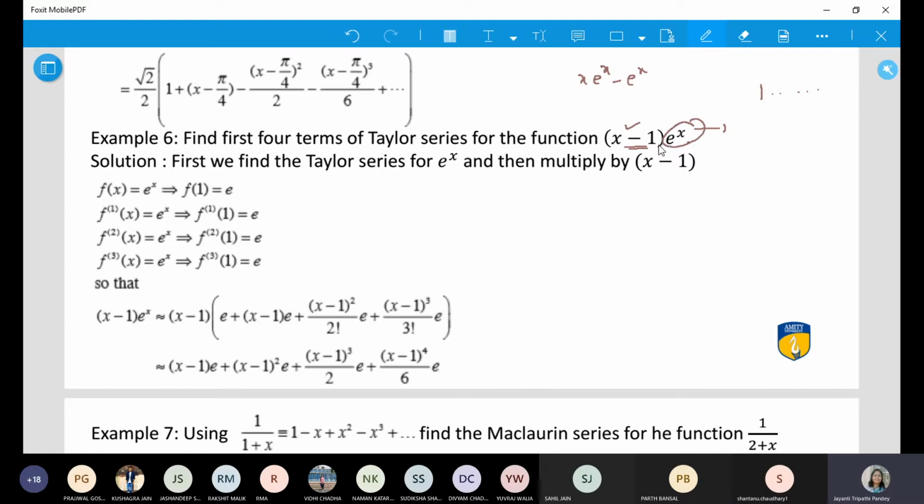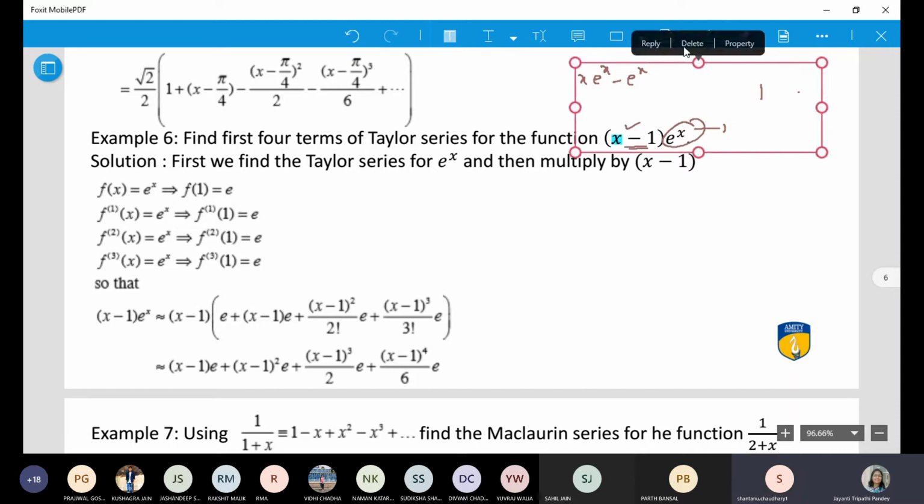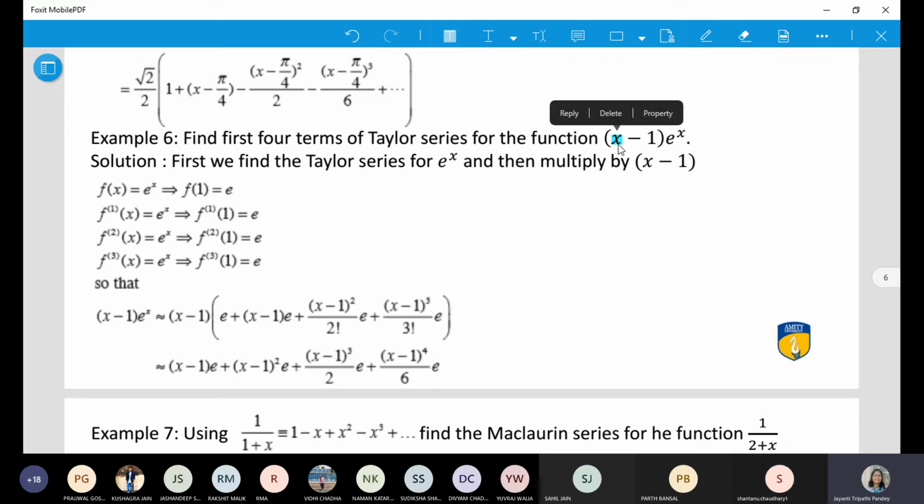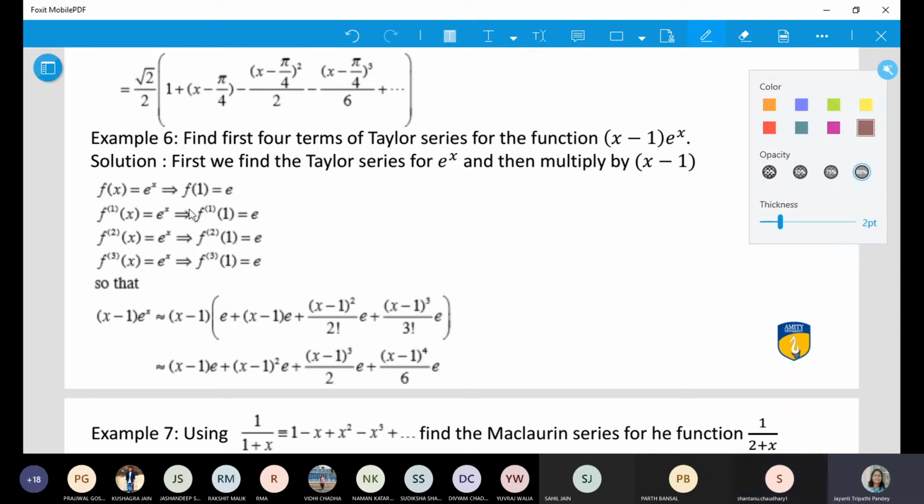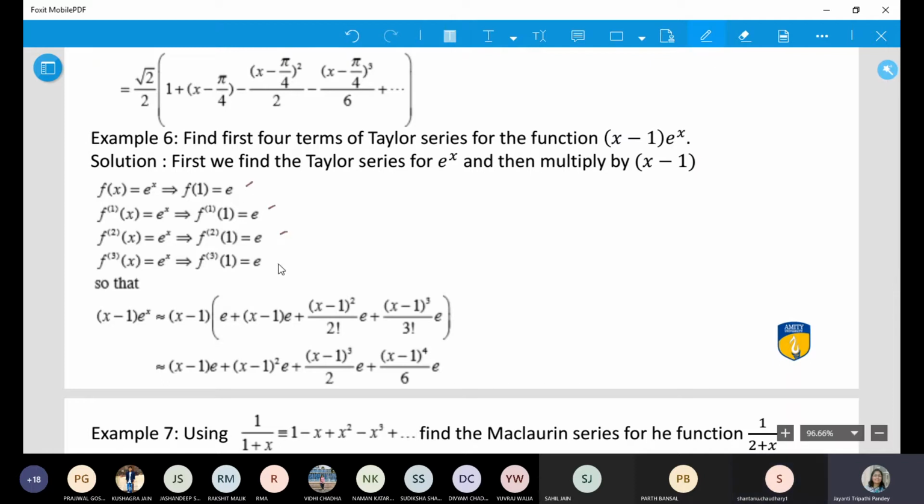Generally, it is mentioned in the question about which point you have to expand. But if it is not mentioned, you have to think a little intelligently. Okay? So now see how the expansion is done. Differentiation is simple because you are differentiating e to the power x, all the outputs are the same, and it says first 4 terms, so you write it for the first 4 terms, and then you multiply it by x minus 1.